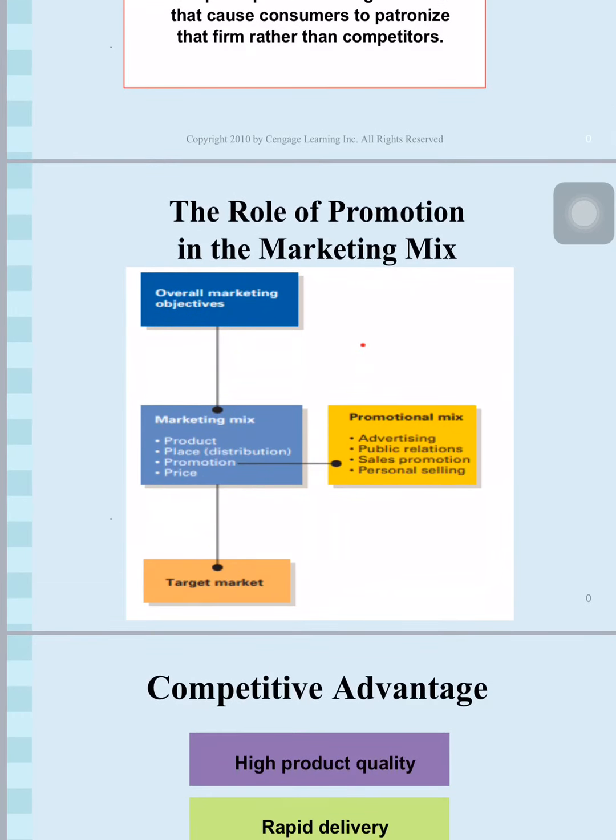This is the role of the promotion in the marketing mix. If you see here, the overall marketing objective and also the target market, you know who your target markets are in terms of demography, geography, and so on. And then the marketing mix. The marketing mix is the 4 P's, which is product, place, promotions, and price. So now we are talking about one of the elements in the marketing mix, which is promotions, in this chapter. Promotion has the promotional mix, which has 4 elements: advertising, public relations, sales promotions, and also personal selling.